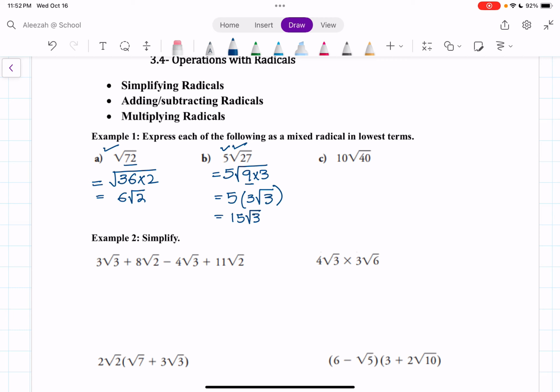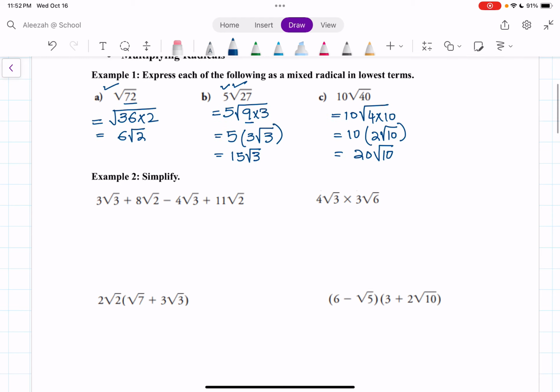Similarly, the next one is 10 times square root of 40. So it will be 10, and 40 means 4 times 10, right? So that becomes 10, square root of 4 is 2, and I'm left with square root of 10. And that becomes 20 square root of 10. So this is how we can simplify a radical as a mixed radical in the lowest term.